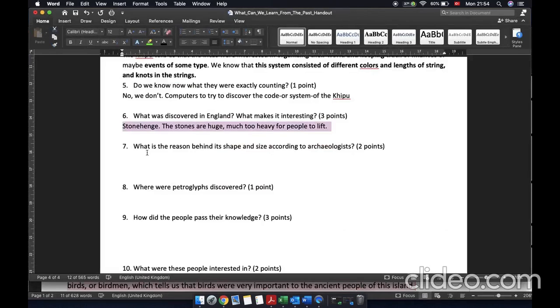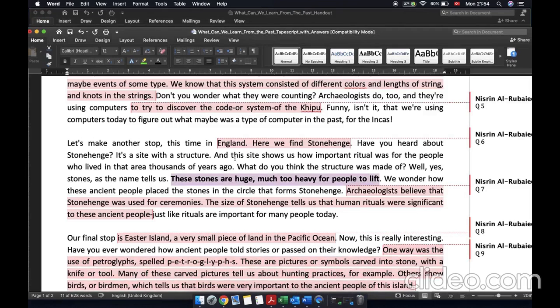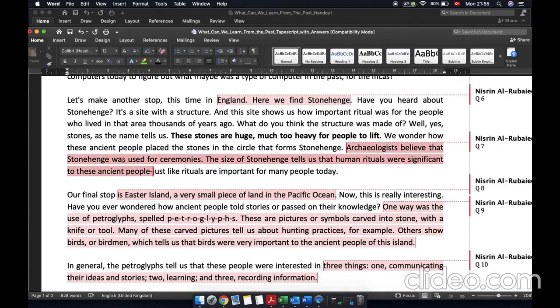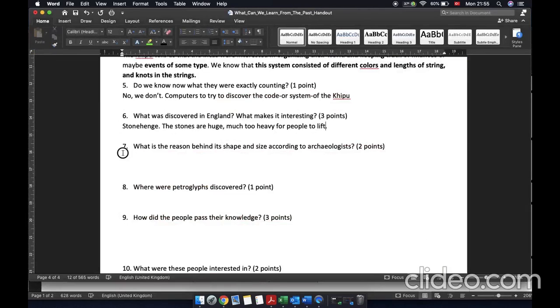And what is the reason behind its shape and size according to the archaeologists? So we have just checked this part here. They believe that Stonehenge was used for ceremonies, and the size of it tells us that human rituals were significant to these ancient people, just like they are significant for us today.